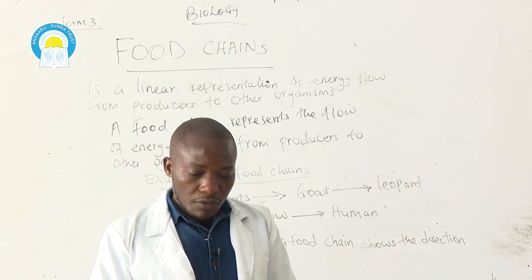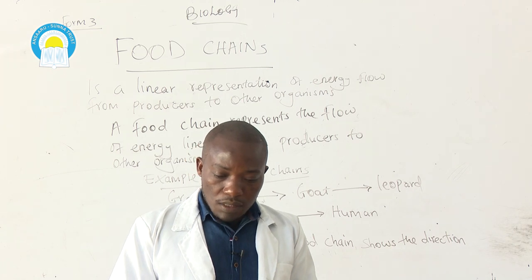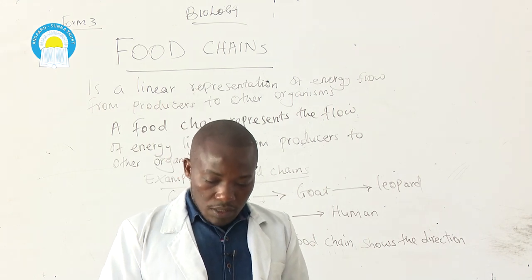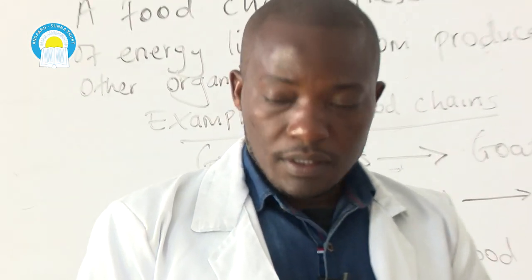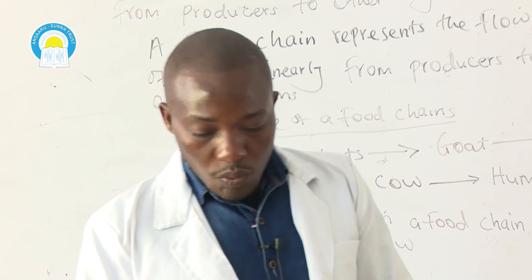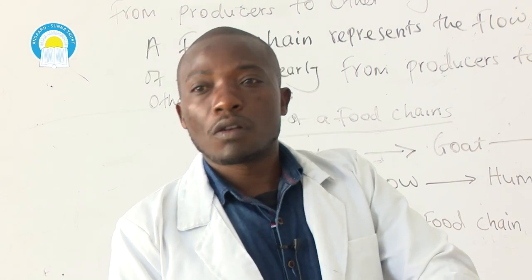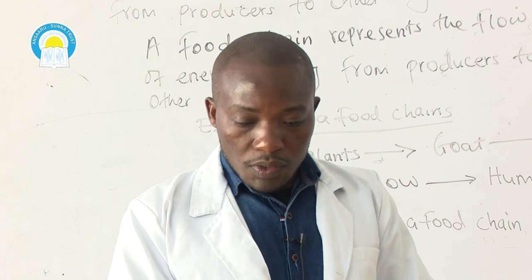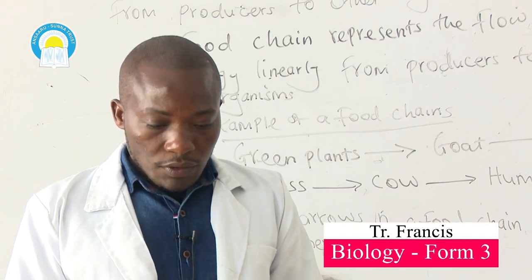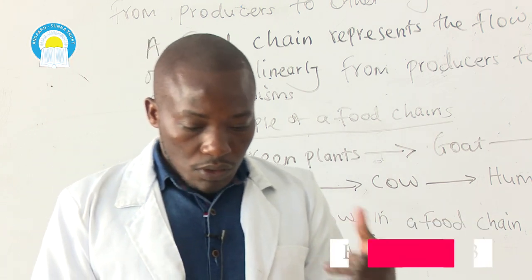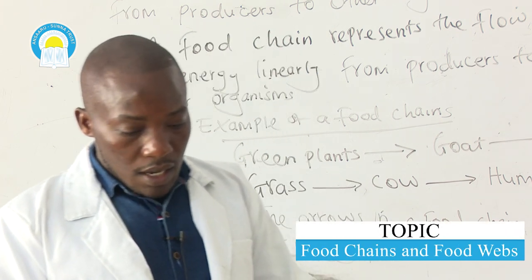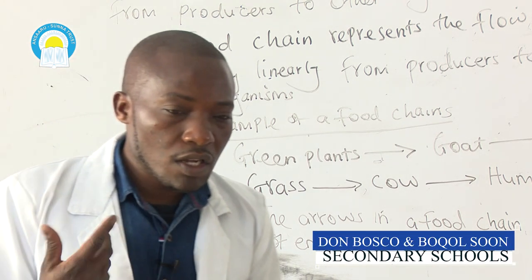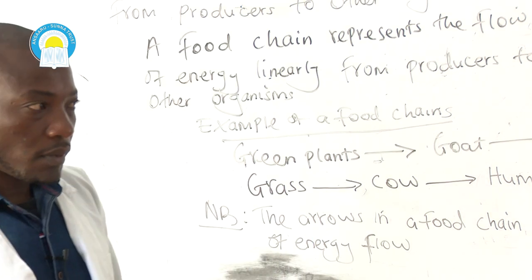Then after producers, we have consumers. We said we have different categories of consumers: primary consumers, secondary consumers, tertiary consumers, and quaternary consumers. And lastly, we have decomposers, which are majorly the bacteria and the fungi. We discussed the role of decomposers in an ecosystem. We said we have beneficial roles and harmful roles. The beneficial roles are treatment of sewage and making of curing tea and tobacco. We also talked about symbiotic bacteria in ruminants and rodents, which secrete cellulose enzymes that digest cellulose. The harmful effects are that some bacteria and fungi cause diseases and food poisoning.